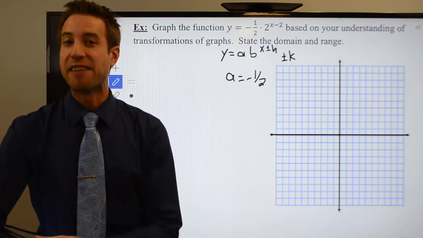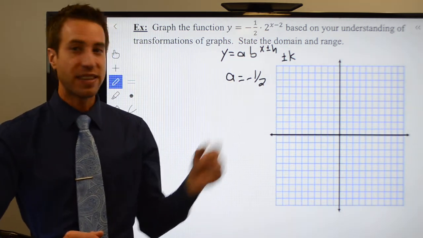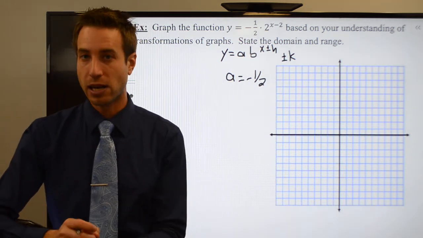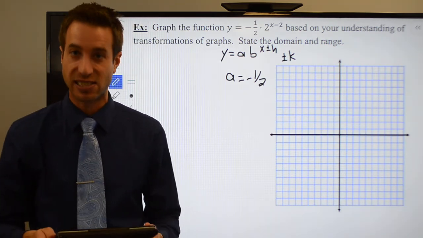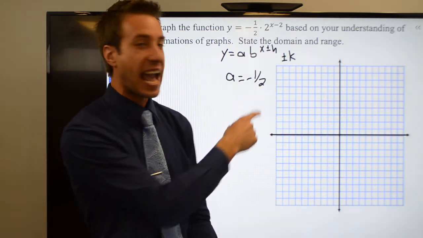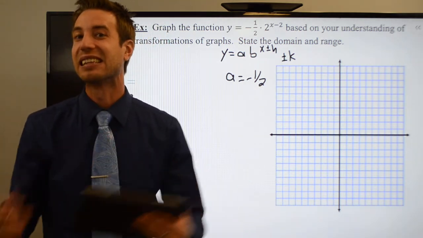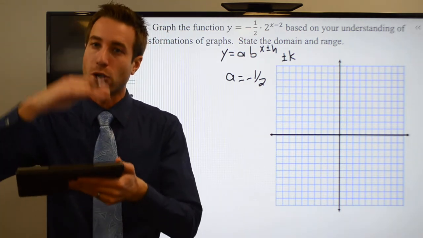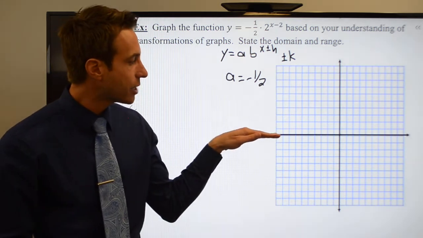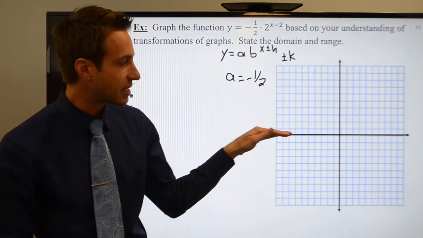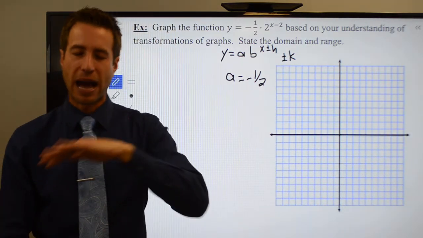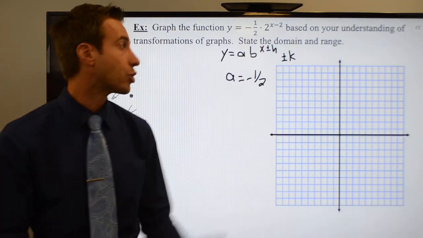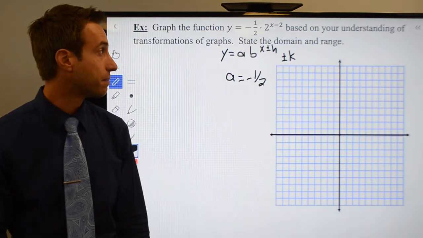Now remember, if that value of a is something bigger than 1, it's going to be a vertical stretch. It means the slope of the graph is going to be steeper, right? But I have an a that's a fraction. It's less than 1, which is going to be a vertical compression. And so my exponential function is going to open below the x-axis, but it'll have a real shallow slope to it. So we'll see what that looks like when we graph it.